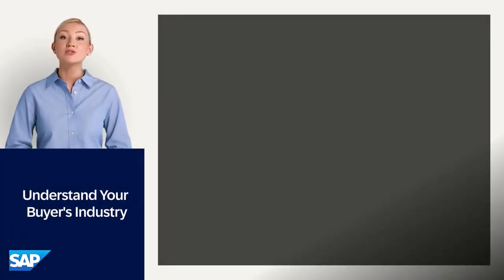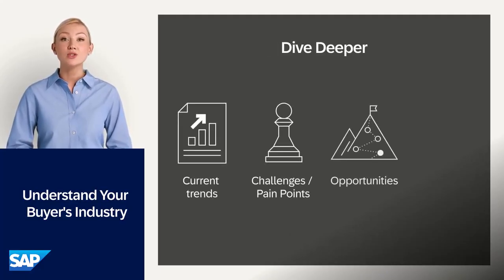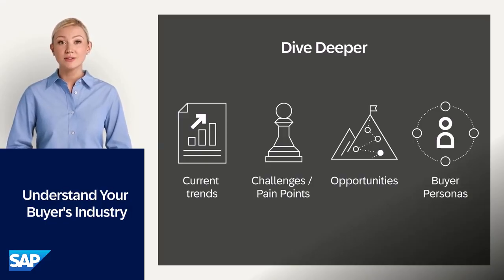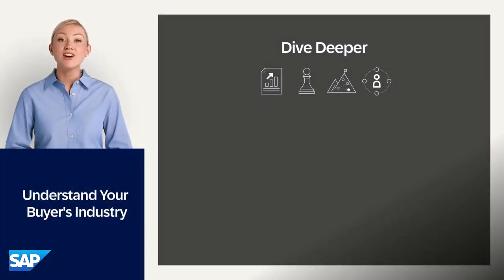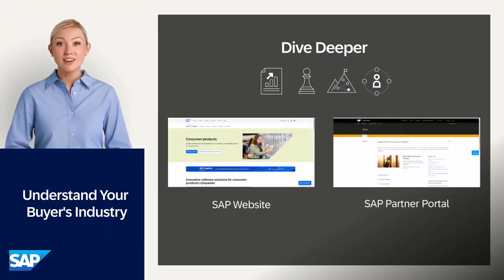Once you've outlined your target industries, dive deep into each to understand current trends, challenges, pain points, opportunities, and the common buyer personas which map to industry-specific solutions. Here are some ways you can gain deeper insight. A great way to start is on the SAP website, as well as the SAP Partner Portal. There are web pages dedicated to each of the industries and lines of business that SAP supports.